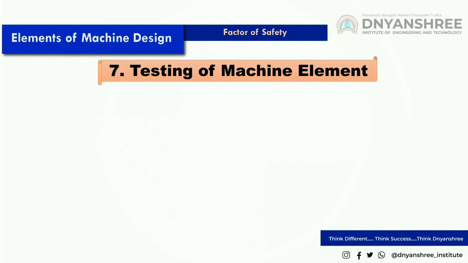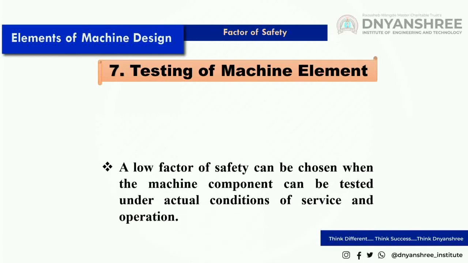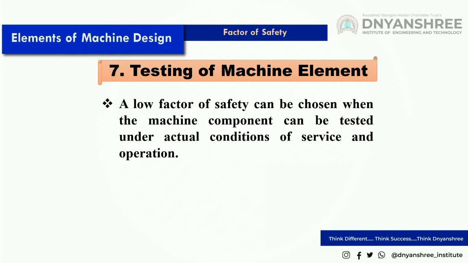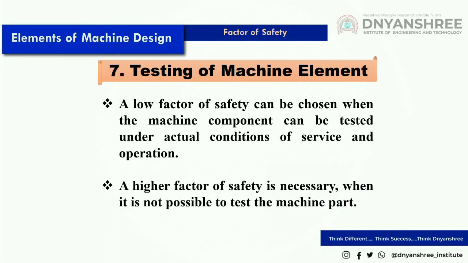Then the next factor is testing of machine element. A low factor of safety can be chosen when the machine component can be tested under actual conditions of service and operation. If you are able to test the machine component in service or operation, then you can select a low factor of safety. A higher factor of safety is necessary when it is not possible to test a machine part. And if it is possible to test the machine part, then you can select a low factor of safety. If it is not possible to test the machine part, you can select a higher factor of safety.